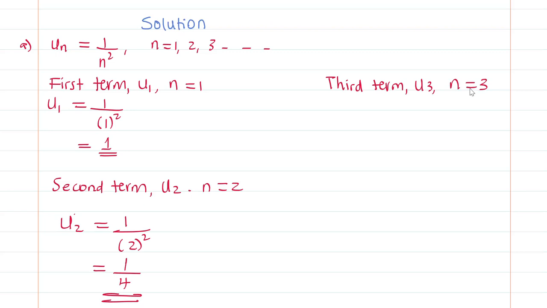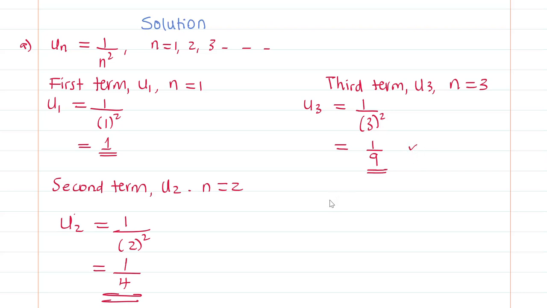That is the position, so that we get the number at that position, n equals 3. And therefore our third term u3 becomes, the formula is 1 out of 3 squared, because our n is now 3. And this gives us 1 out of 9, right? This gives us 1 out of 9, because 3 squared is 9. That is the third term.